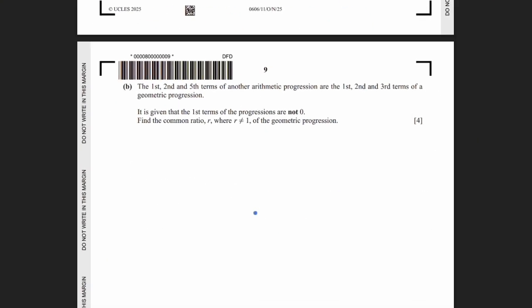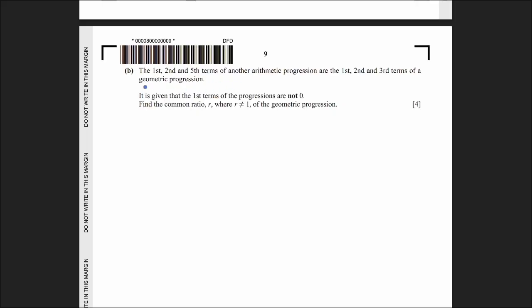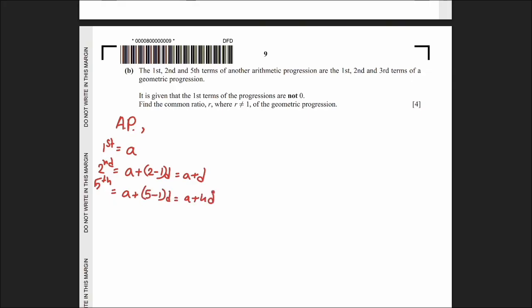Next question, please. Okay, we have a mingle over here, which is an arithmetic progression trying to mingle with a geometric progression. So, first, we take note of the arithmetic progression. The first term is going to be a. The second term is going to be a plus 2 minus 1 into d, that is a plus d. The fifth term of the arithmetic progression is going to be a plus 5 minus 1 into d, which is a plus 4d.